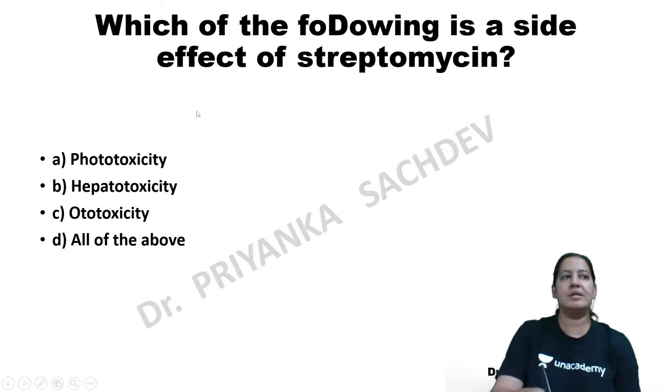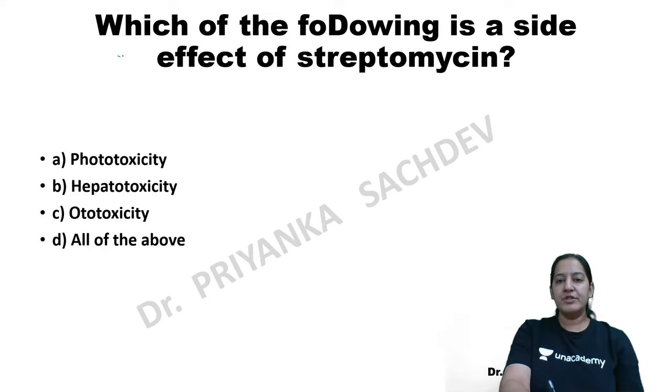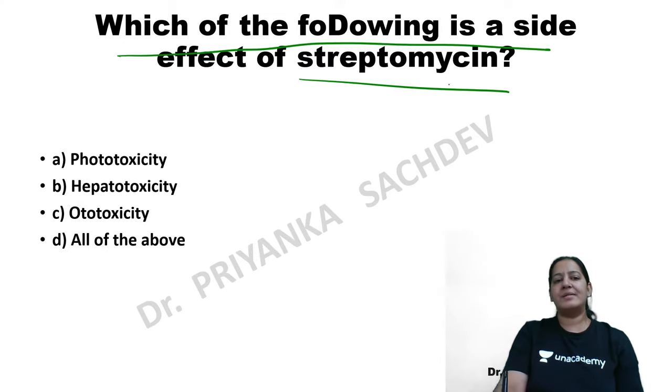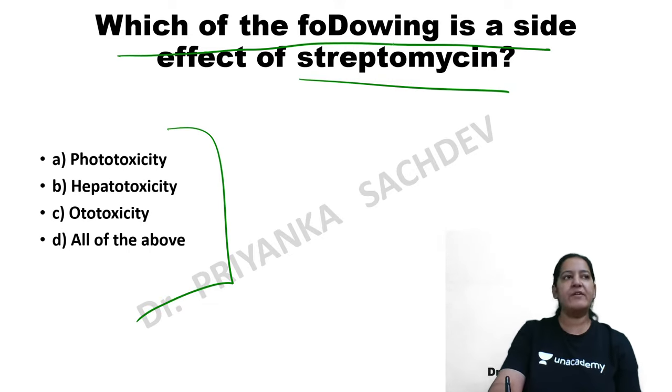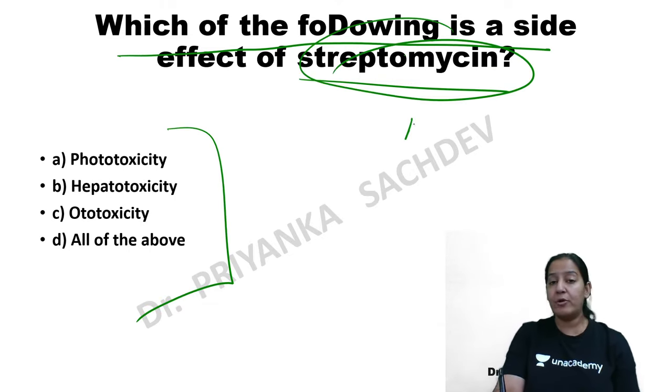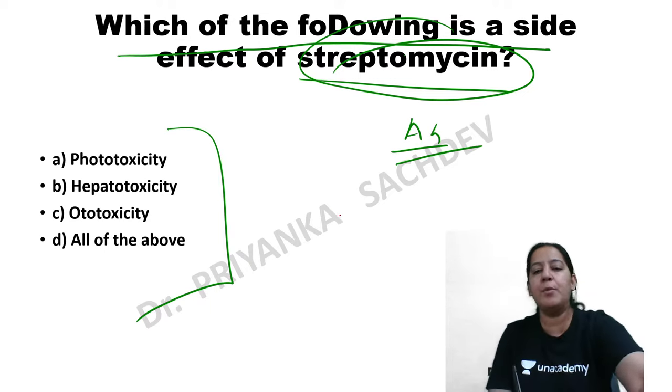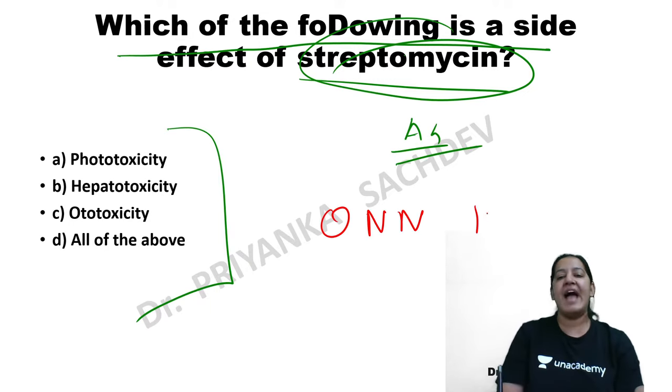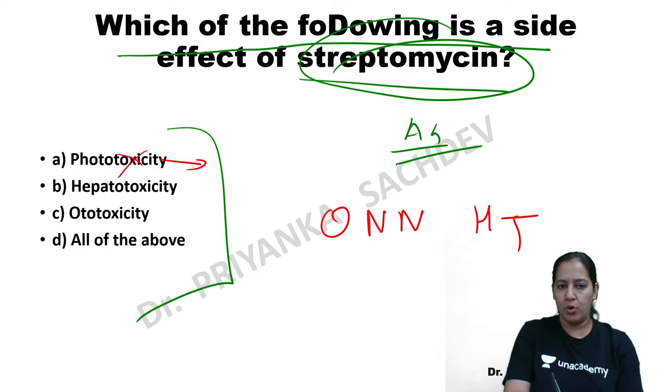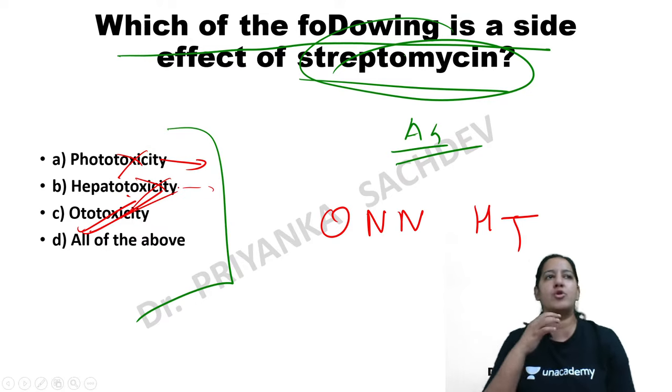So the next question is in front of you. Which of the following is the side effect of streptomycin? Tell me, one of the following is a side effect. What is the mnemonic? Streptomycin is an aminoglycoside. So tell me the mnemonic. The mnemonic is ONHT. Is phototoxicity coming in this mnemonic? No. Hepatotoxicity? No. Ototoxicity. So my answer is ototoxicity.